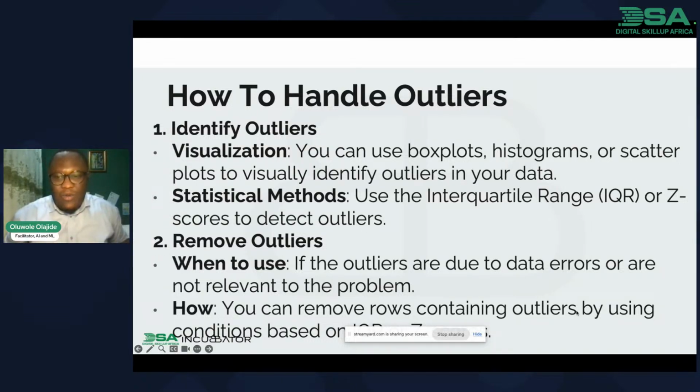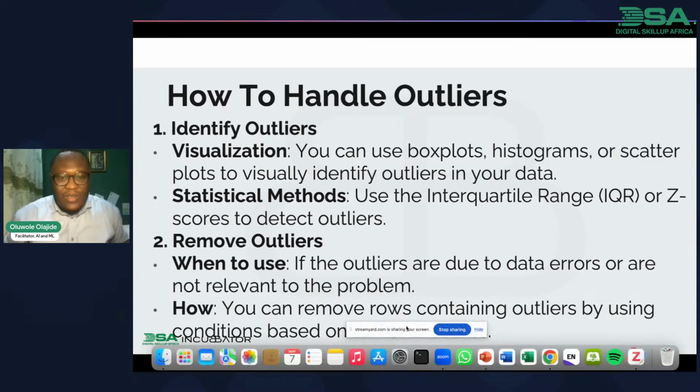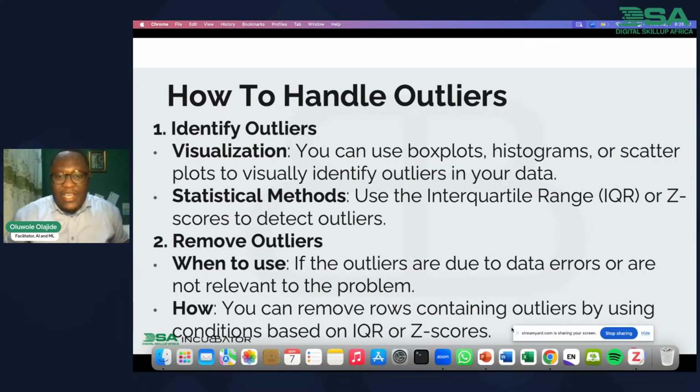So I say you can remove the row containing the outliers by using conditions based on the IQR scores or the Z-scores. Yes. We just found that it wasn't important, so we chopped it off from that list.